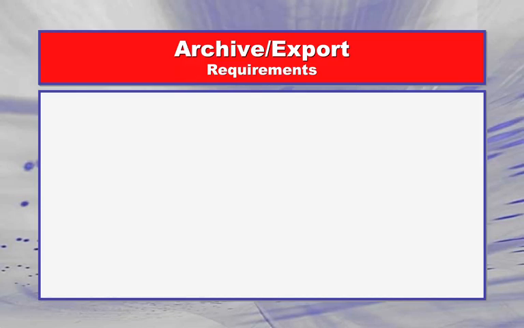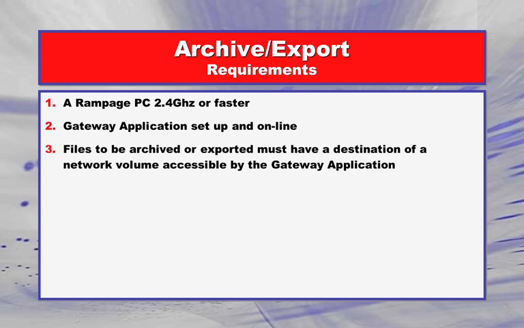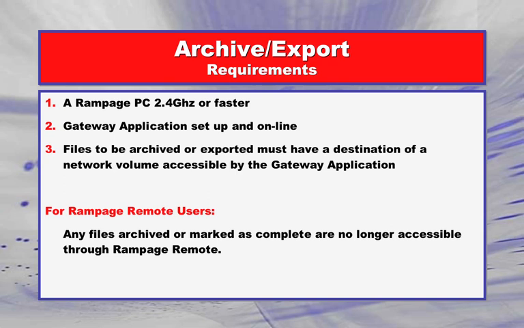Before you begin, you will need to make sure you are running the Gateway application on a Rampage PC that is 2.4 GHz or faster. Also, you will need to make sure you have the Gateway application set up and online. Files to be archived or exported must have a network volume selected as the destination and be accessible to the Gateway application. For Rampage Remote users, any jobs archived or marked as complete are no longer accessible through Rampage Remote.